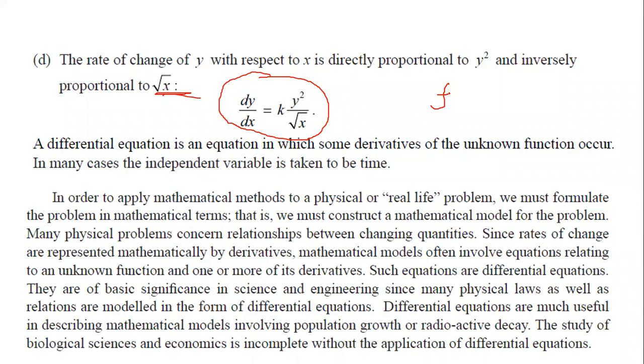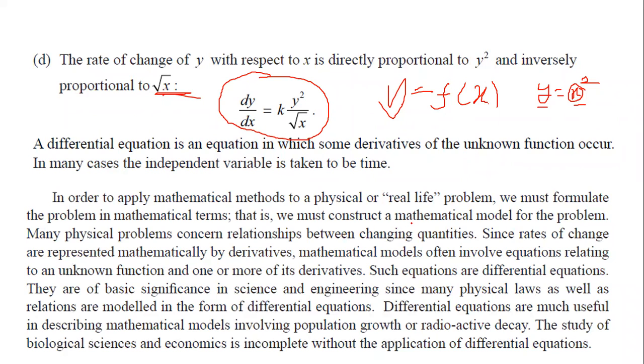In many cases, the independent variable is taken to be time. So in case you are writing y equal to f of x, what is our aim? Our aim is to find y based on x. x is the independent variable, and the unknown function is y. For example, y equal to x square. How to find y here? Through x only. If you know x, then we can find y. So y equal to x square is an unknown function, but x is the known one.